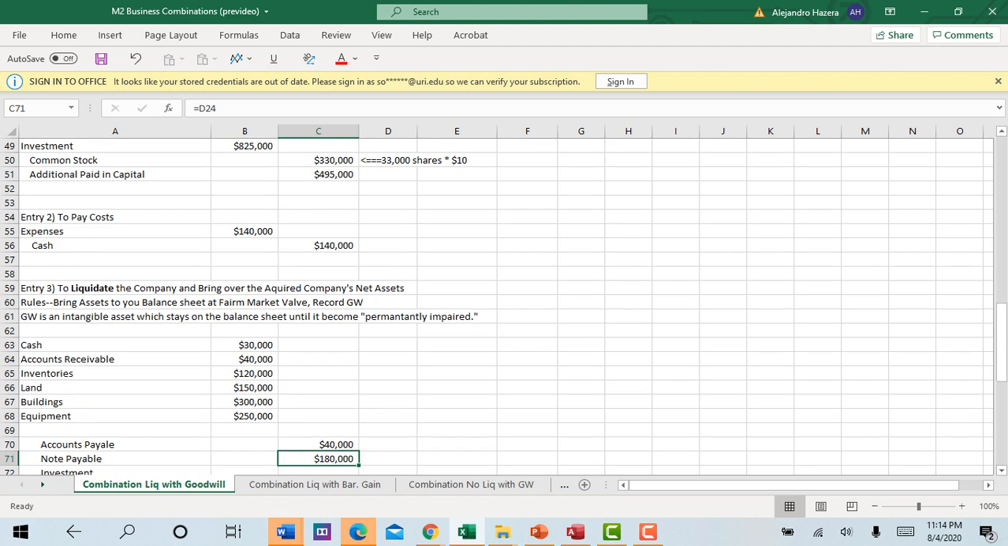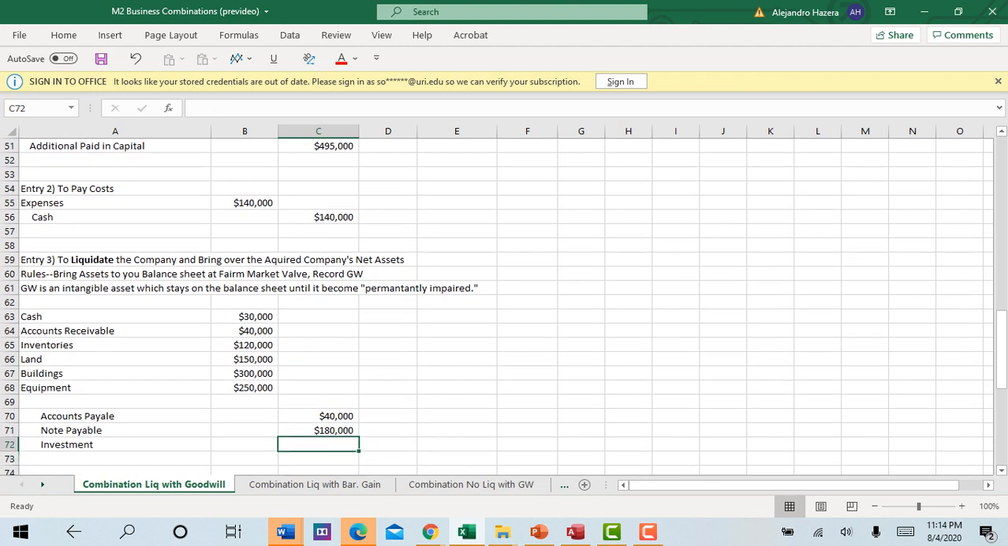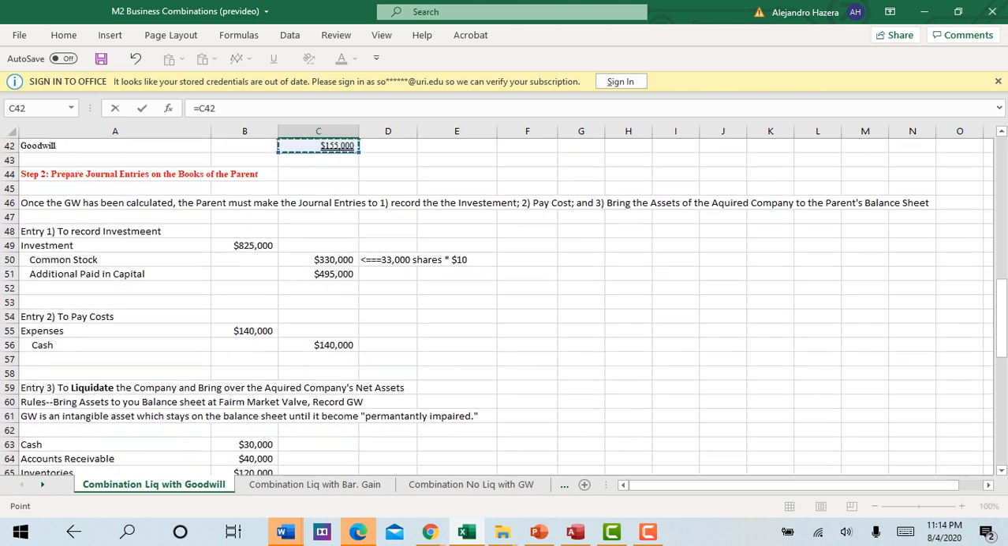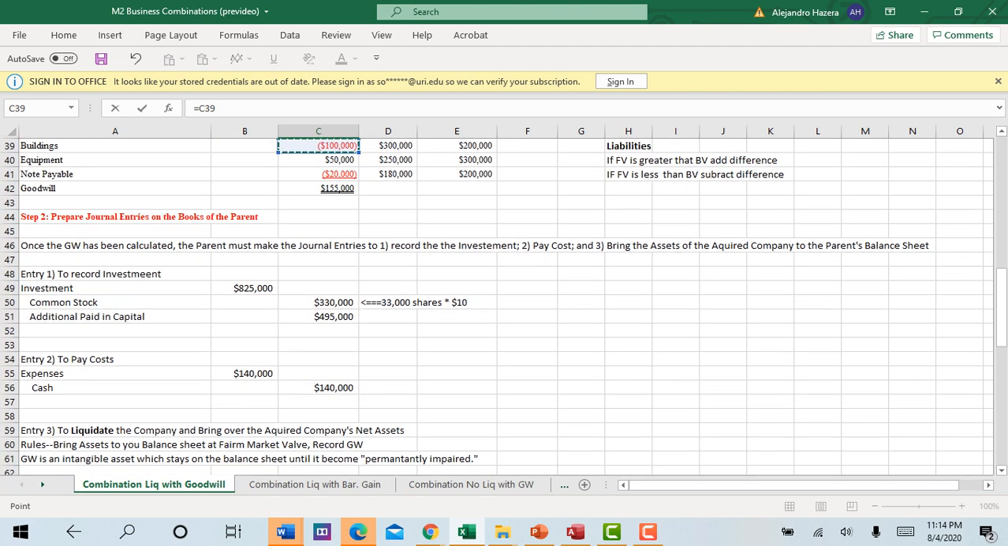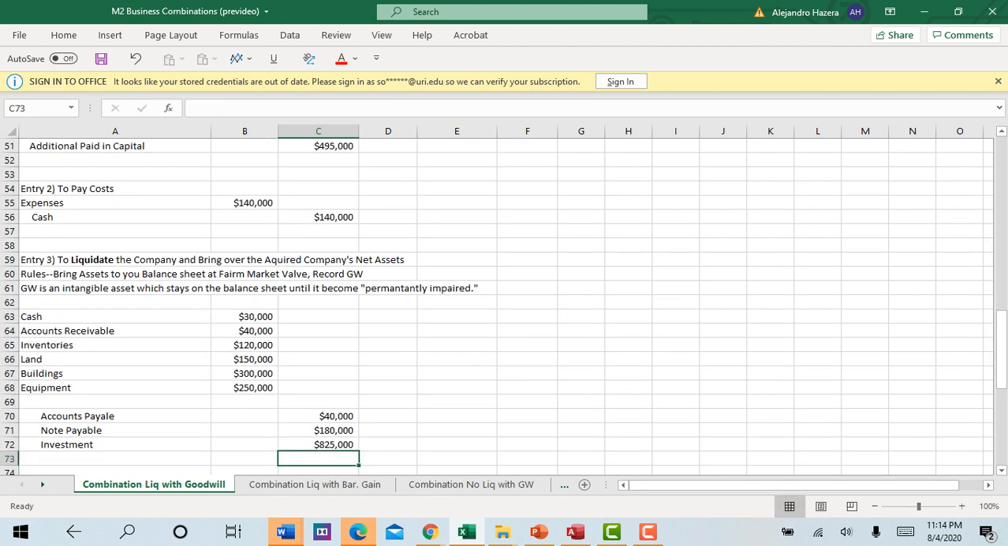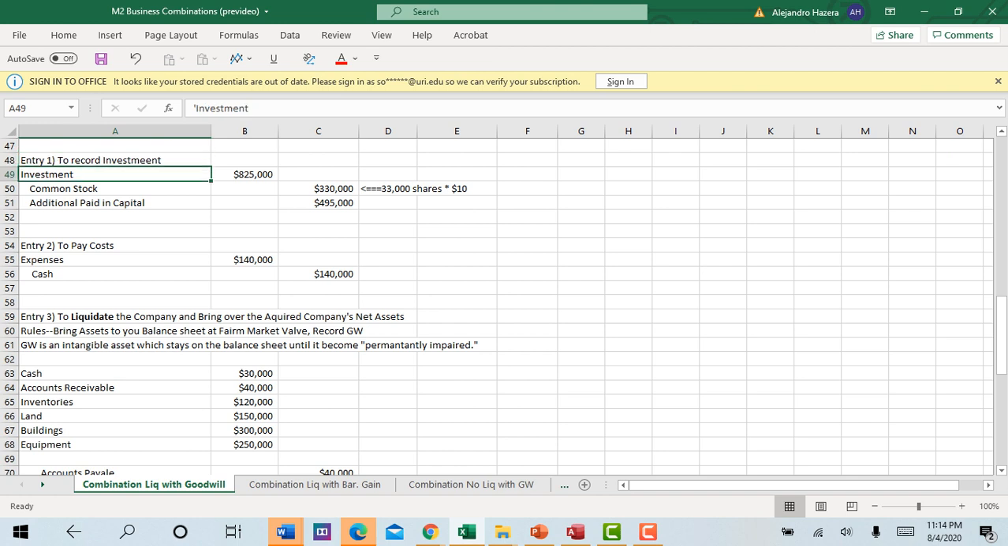So it looks to me like I've got all the assets and liabilities: 30, 40, 120, 150, 300, 200. There's your investment account. Final thing I'm going to do is write off the investment account. I had a debit there. Now I'm going to zero that account out. And the reason I'm zeroing it out is because if I decided to not liquidate, then I would have kept the stock.